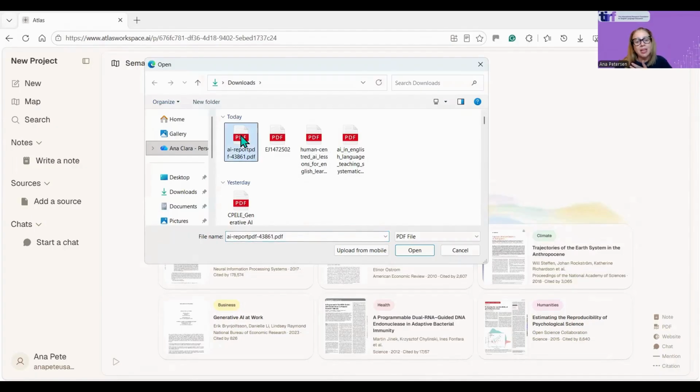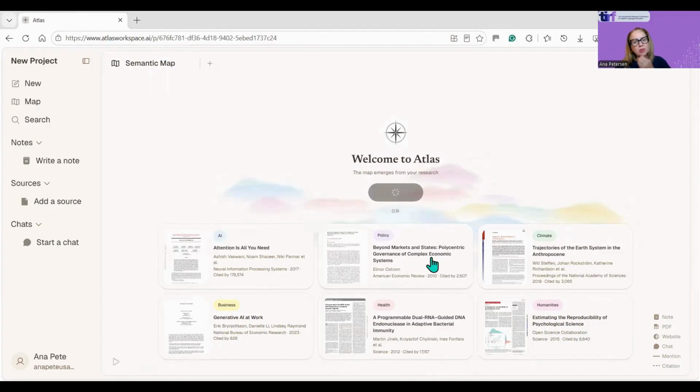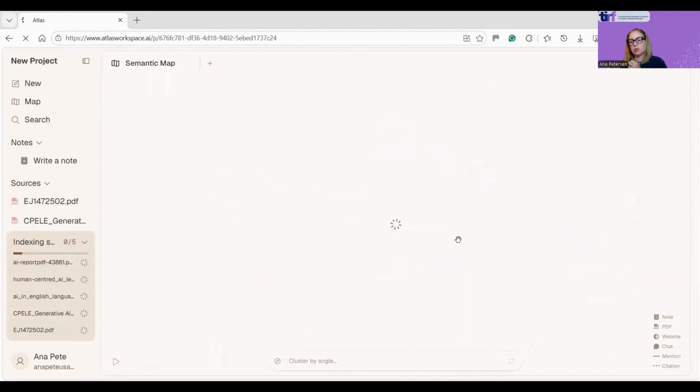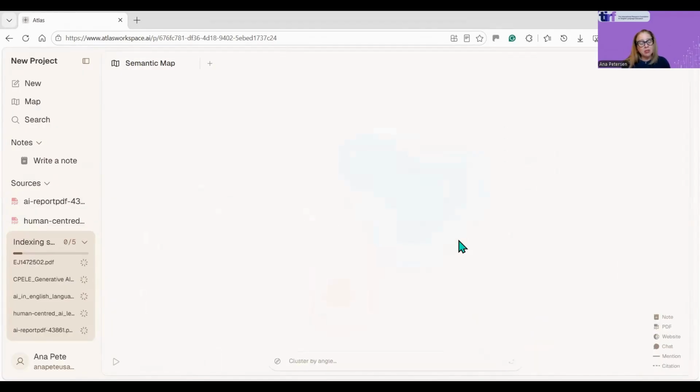and they are all from different authors. So I have taken papers from Cambridge University Press, from the British Council, from the American Department of Education. And I have saved these papers into my computer, and I have just uploaded these papers to Atlas Workspace.